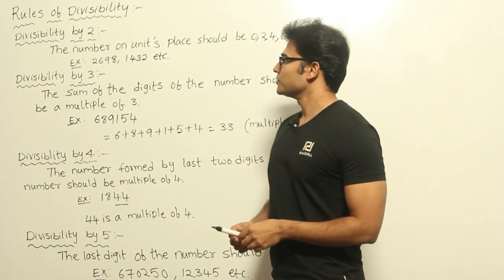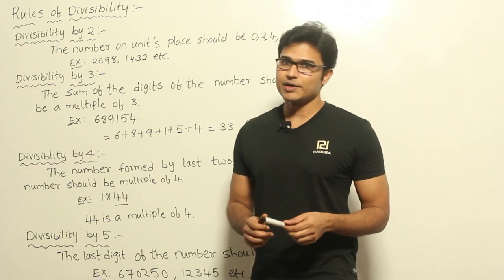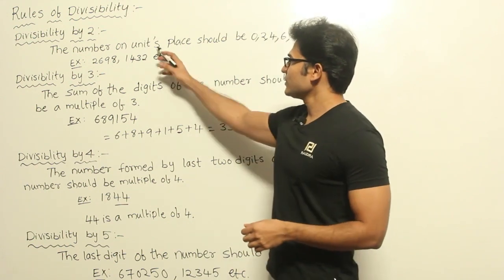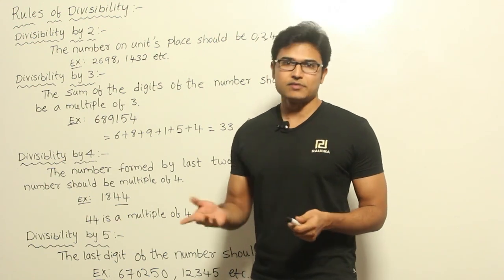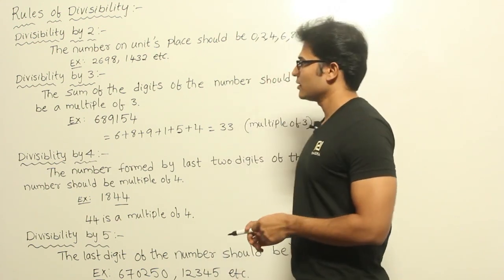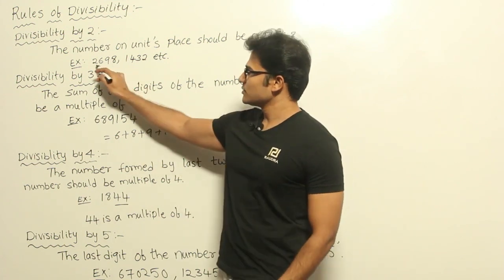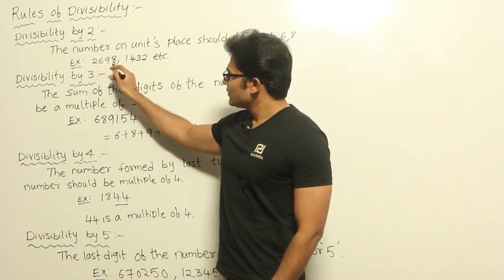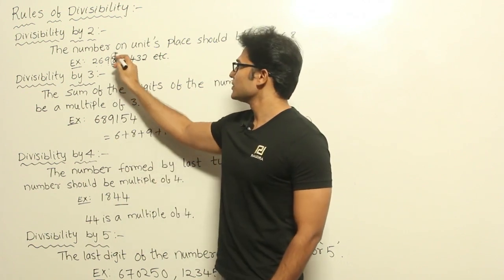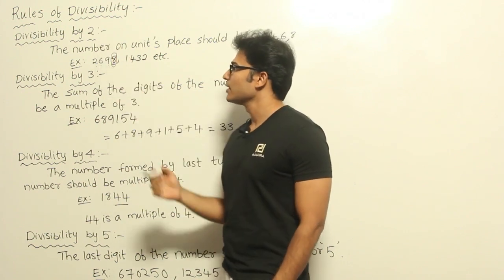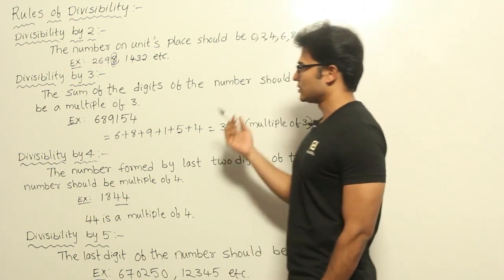Now let's see the rules of divisibility. If a number is given and you have to find out whether it is divisible by 2 or not, just look at its units place. If the units place is divisible by 2, or if it is even, then you can say that the entire number is divisible by 2. So what do I mean by units place? If you take this number 2698, this 8 is the units place. Now if you look at this units place, if it is divisible by 2, you can say that this number is divisible by 2. Yes, it is divisible by 2.